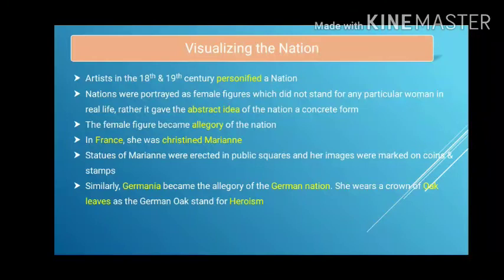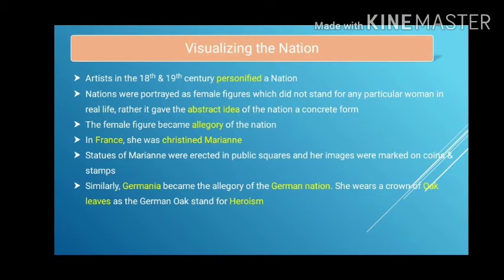Unit 5, Visualizing the Nation. It is easy enough to represent a ruler through a portrait or a statue or a painting, but what about giving a face to a nation? Artists in the 18th and 19th centuries personified the nation, meaning they represented a country as if it were a person.